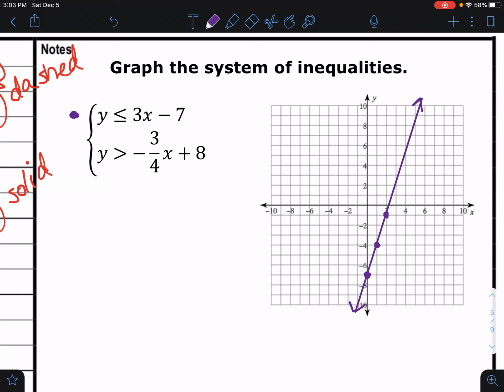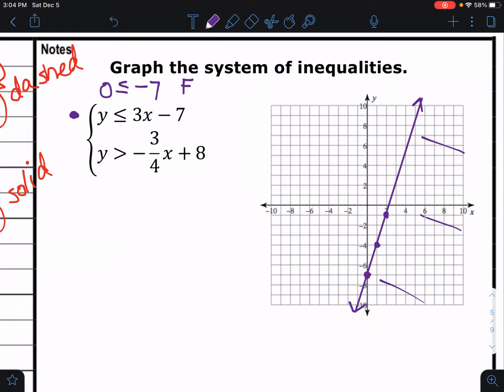Okay? So if I put in 0 for x, 3 times 0 is 0, minus 7 would be -7. So is 0 less than or equal to -7? No, that's false. So that means I don't want to shade the side (0, 0) is on, so I want to shade the other side. So that would be this way.